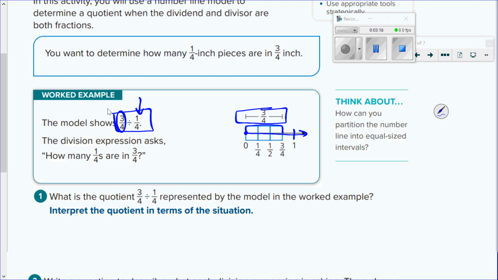On the bottom of the model, my number line is broken into intervals based on what my divisor is. Austin, it's normally better to have the book open so you can actually write down what I'm putting on the board.